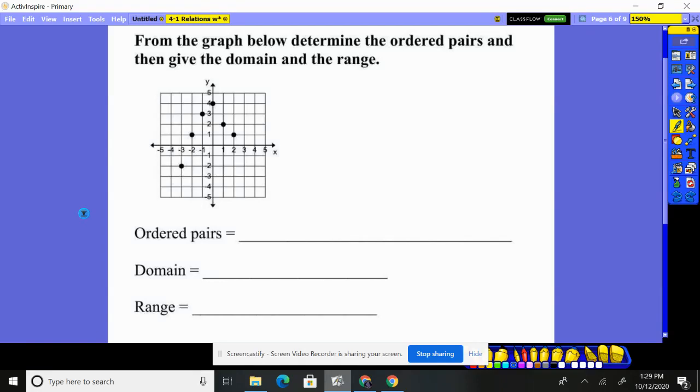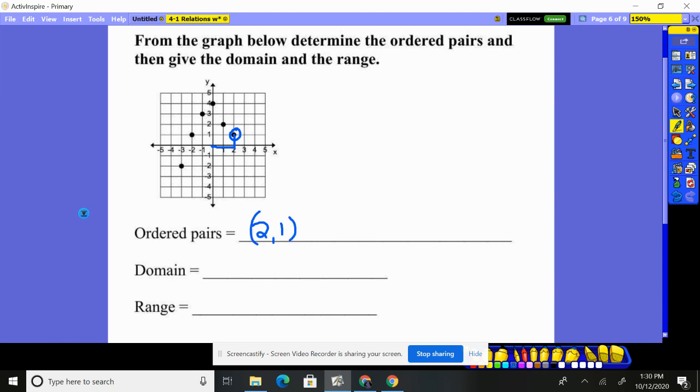All right, from the graph below, determine the ordered pairs and then give the domain and the range. So the ordered pair, so where is each person sitting? I'm going to start on my far right here. This point right here is who I'm going to mess with first. He's over 2, up 1. So over 2, up 1.